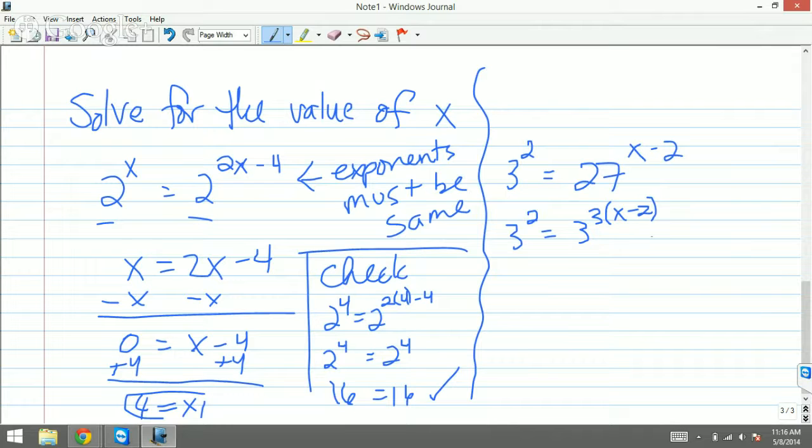Oh, 27 is 3 cubed, right? Right, so we have to change 27 to a base of 3 with an exponent. 27 is 3 to the third power, so that's what we've replaced it with. And now my bases match, right? Now you can set what?